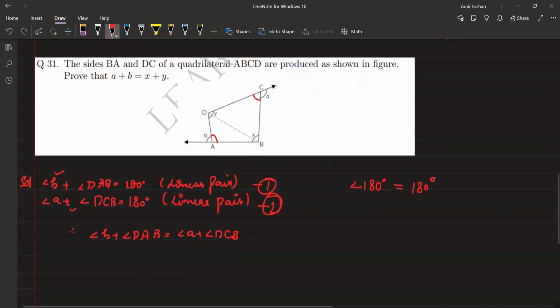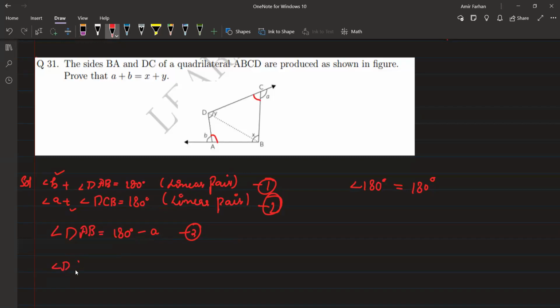Instead of equating, do this thing. Don't equate them. Just take the value of DAB in terms of ABC. 180 minus A, third equation, and DCB, I'm just shifting this to the right-hand side, will be equal to 180 minus B minus A. This is equation number 4.